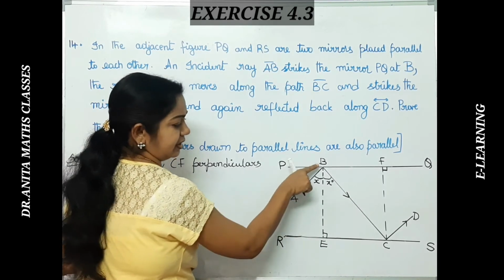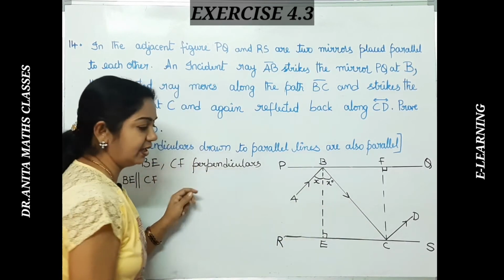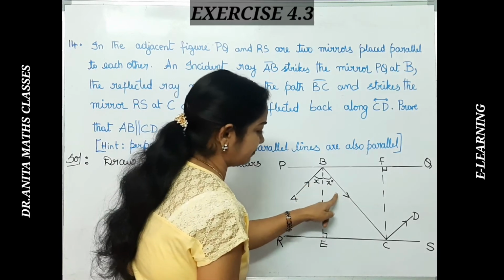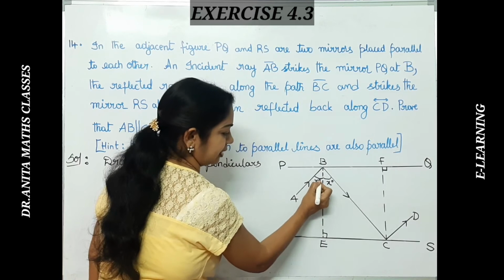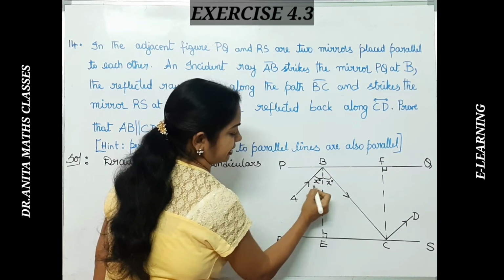Incident ray, reflected ray. In physics, the incident angle is equal to the reflected angle. These two are formed with the same normal, so these are equal. That's why I have taken x and x.